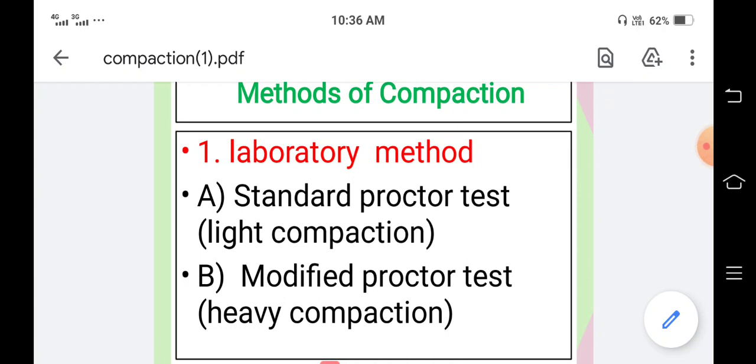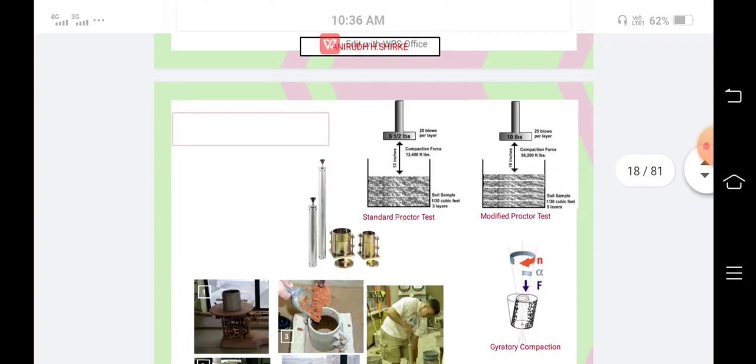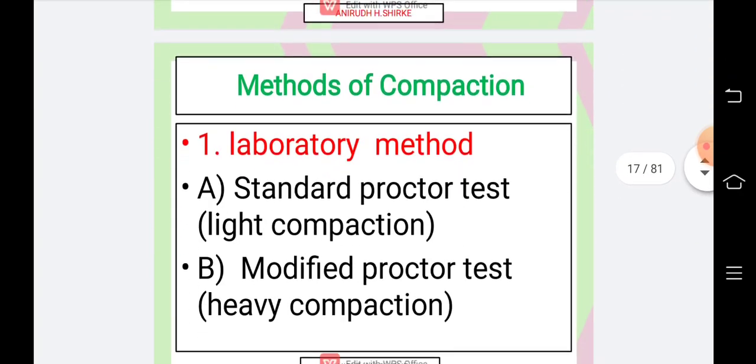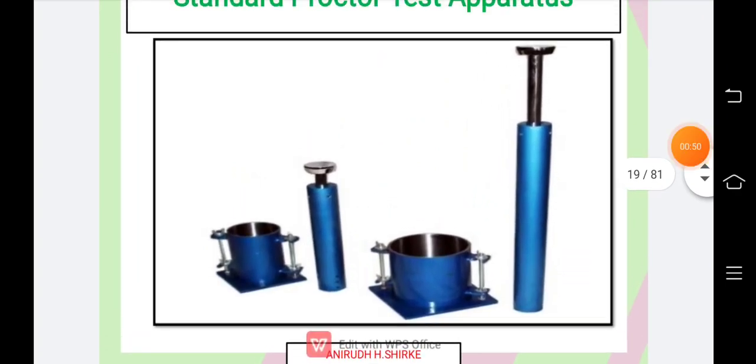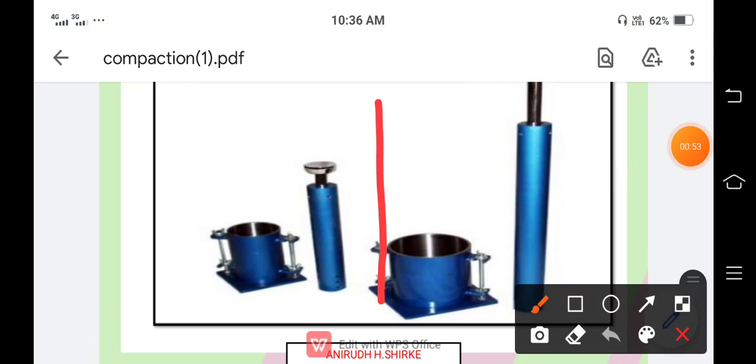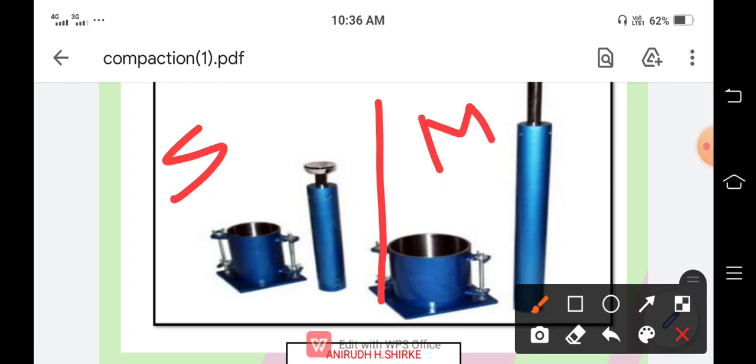The standard proctor test is also called a light compaction test, and the modified proctor test is called a heavy compaction test. Note that the test procedure for both tests is the same, the only difference is the size of the apparatus. So, what apparatus is generally used for carrying out the test? This is the standard proctor test apparatus, or light compaction test, and this is the modified proctor test apparatus, or heavy compaction test.